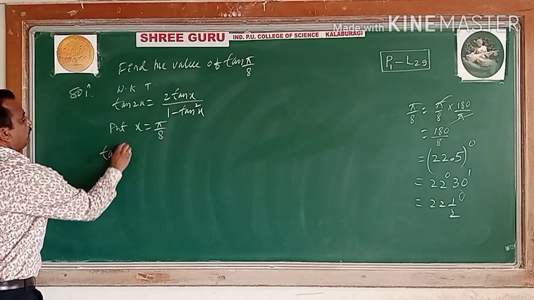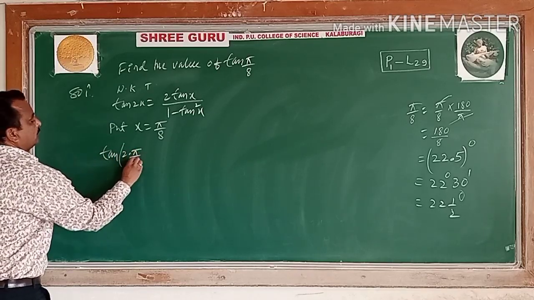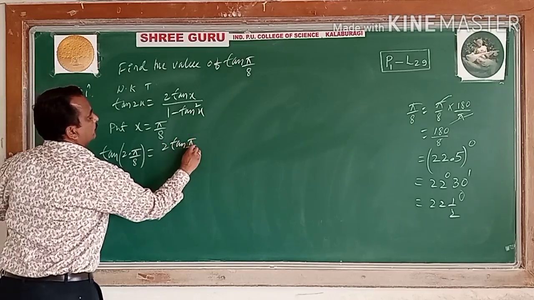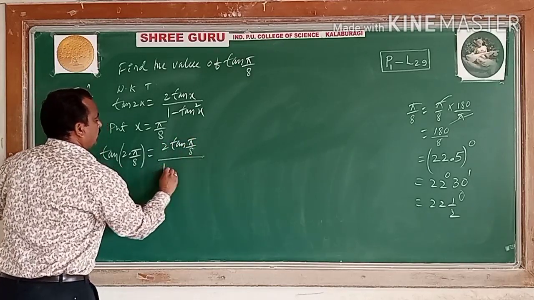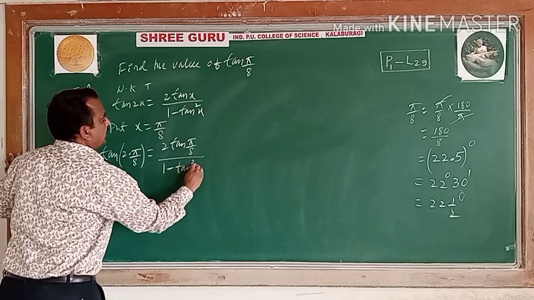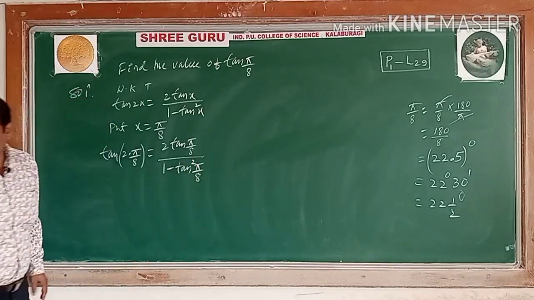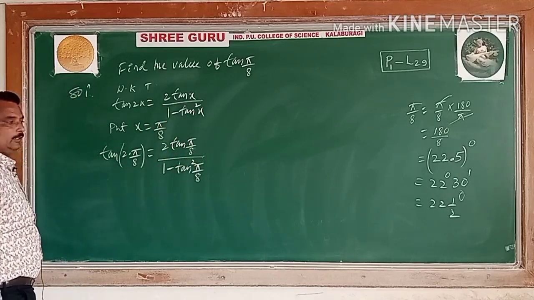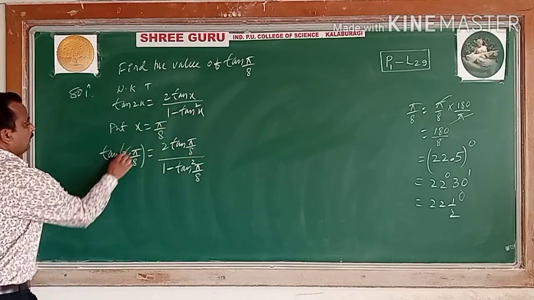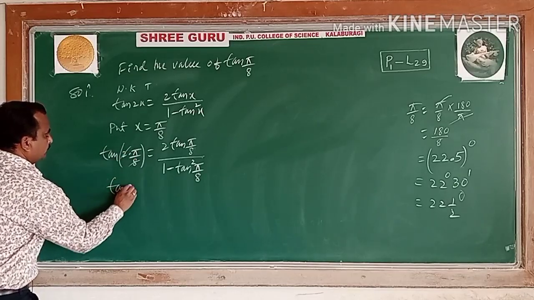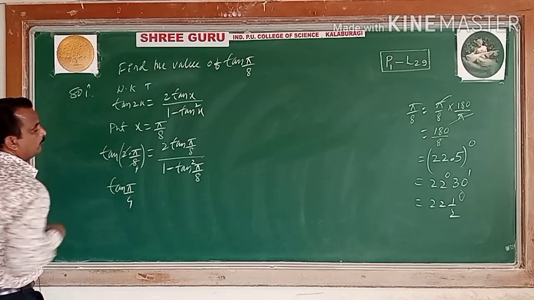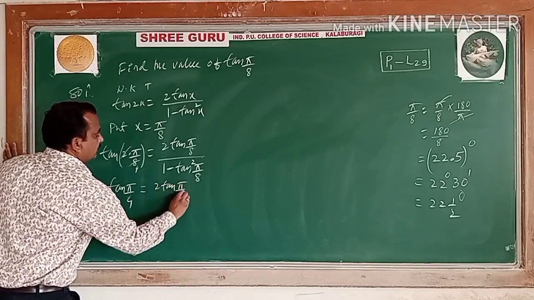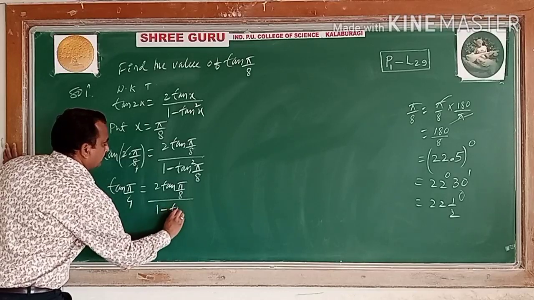See what it becomes. X equal to pi by 8 I am taking. 2 tan pi by 8 divided by 1 minus tan square of pi by 8. I have taken x as pi by 8. See how much 2x becomes? Tan pi by 4 it becomes. Then this is 2 tan pi by 8 divided by 1 minus tan square pi by 8.